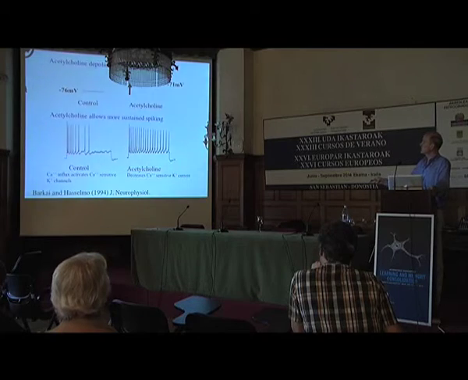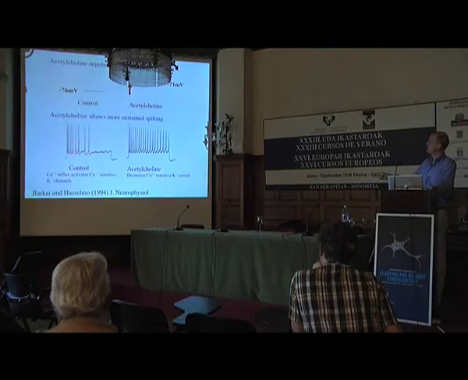And then in addition, it's suppressing, so this is due to blocking a potassium current, blocking calcium-dependent potassium current. So in control conditions, a neuron, when it gets an input, it should only fire for a brief period of time and then stop. In the presence of acetylcholine, it can respond to the exact same input with a much more sustained firing.